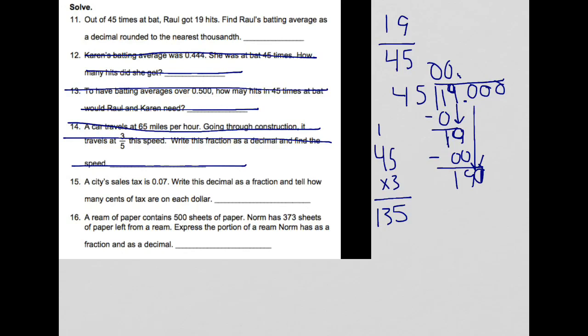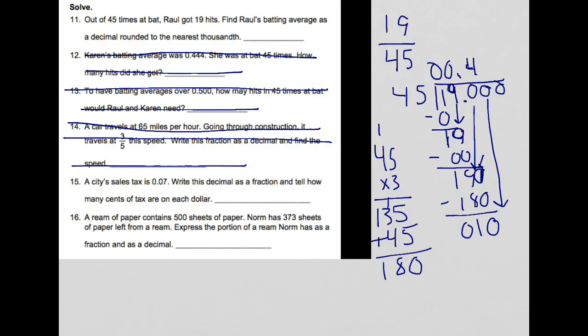So maybe it can go in one more time, so let me add 45 to that. 5 plus 5 is 10. 4 plus 3 is 7, plus 1 is 8. And then bring down the 1, that's 180. So 45 goes into 190 4 times. 190 minus 180 is 10. Bring down another 0.